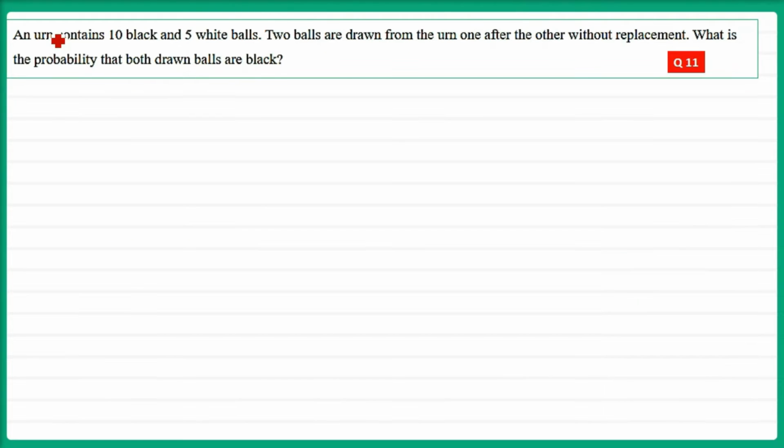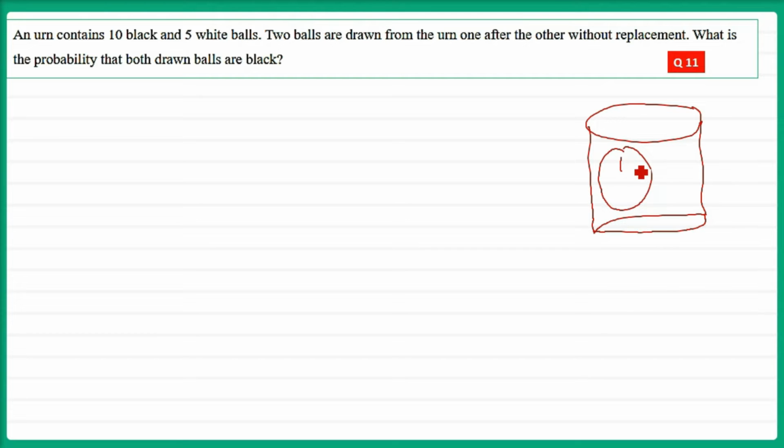An urn, you can understand it as a container or a box. It contains 10 black and 5 white balls. So let's make a box, and inside this we have 10 black and 5 white balls. Just make it like this, 5 white balls.